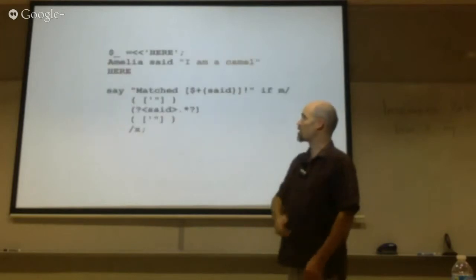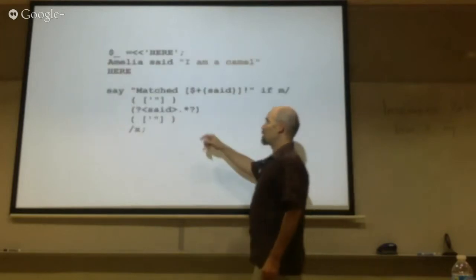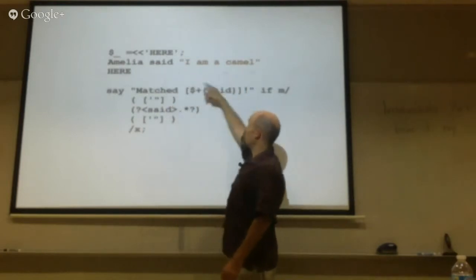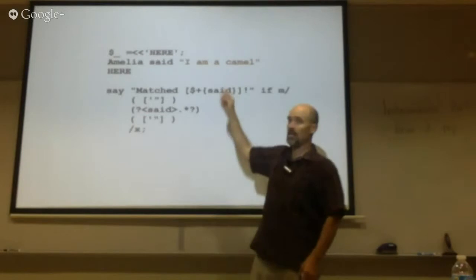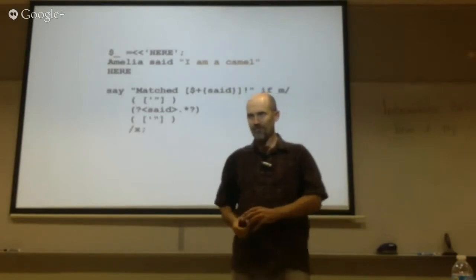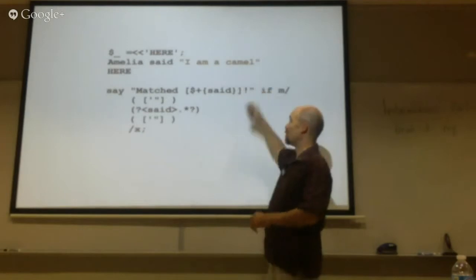So here's what I want to do. I want to start off with this basic thing. I'm going to have some string, and it has a quote in it. So it says, Amelia said, "I am a camel." For those of you who don't know, Amelia is the name of the Programming Perl camel. So she says, "I am a camel."